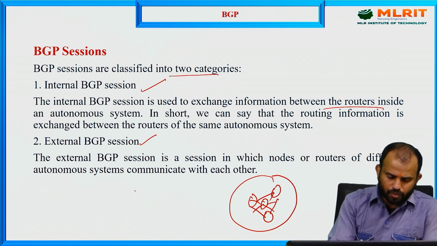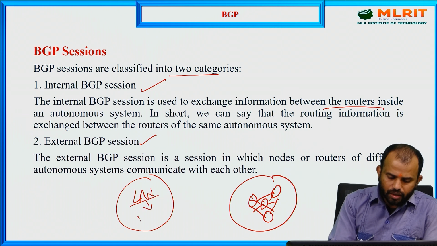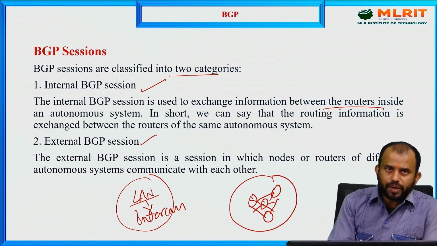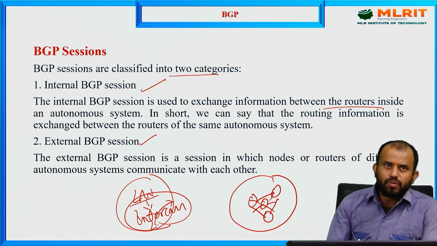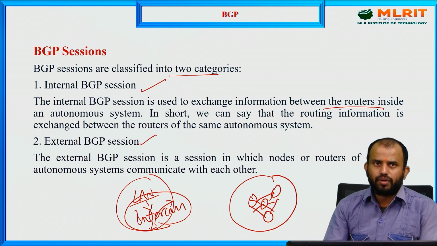So for example, we have one kind of LAN connection established. With the help of this LAN connection, we established one kind of intercom connection. So what are intercom connections? Those present within the network region can share information within the intercom region only. We can't share the information outside the network. That we call an internal BGP system.